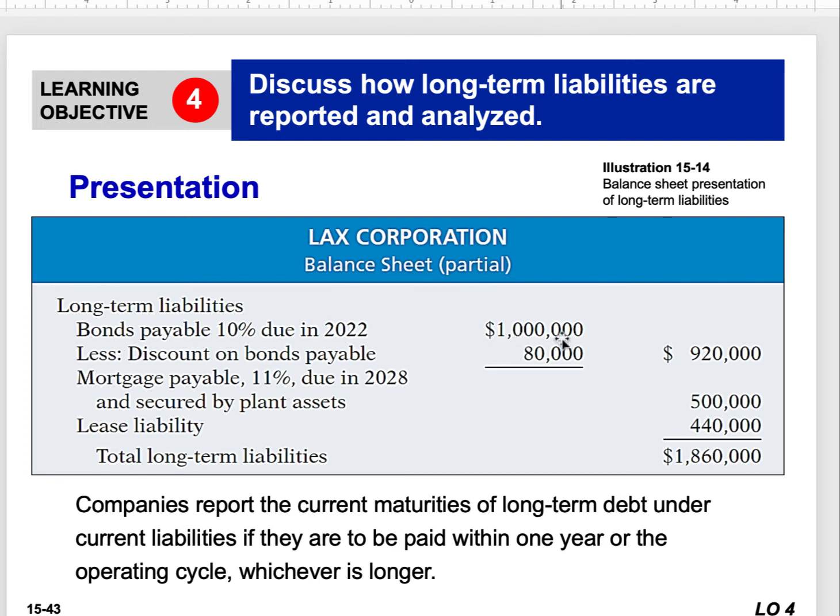What's the bond payable amount? Well, it's $1 million. Then we need to subtract out any discounts on bonds payable, or if we had a premium on bonds payable, we would add that, okay? In this example, we just have discounts on bonds payable, so we have to subtract it. Notice the carrying value of the bond, $920,000, right? Then we list our mortgage payable, 11% due 2028. We're saying that, hey, this mortgage payable is actually secured by a plant asset. No problem. What's the amount? $500,000. Cool. Then we list a lease liability. We get $440,000. Okay.